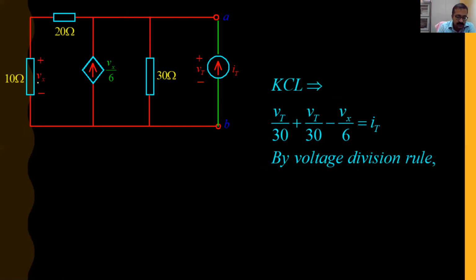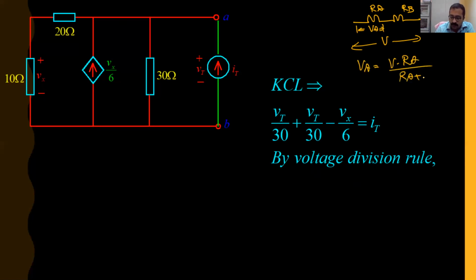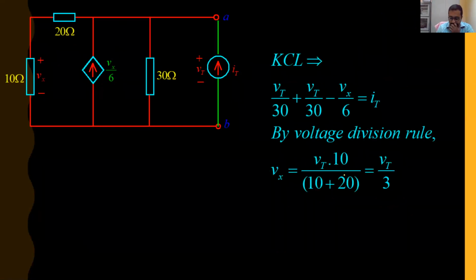Now what next? You can find the voltage across this thing. What will be the voltage across 10 ohm? Voltage division rule. Do you remember that? Suppose you have two resistors in series, RA and RB, and this is the total voltage across them. How will you find VA, where VA is the voltage across RA? VA will be the main voltage times resistance RA divided by RA plus RB. Similarly, if you want to find Vx, Vx will be VT times 10 divided by 30. That is VT by 3. Now we know Vx is VT by 3.